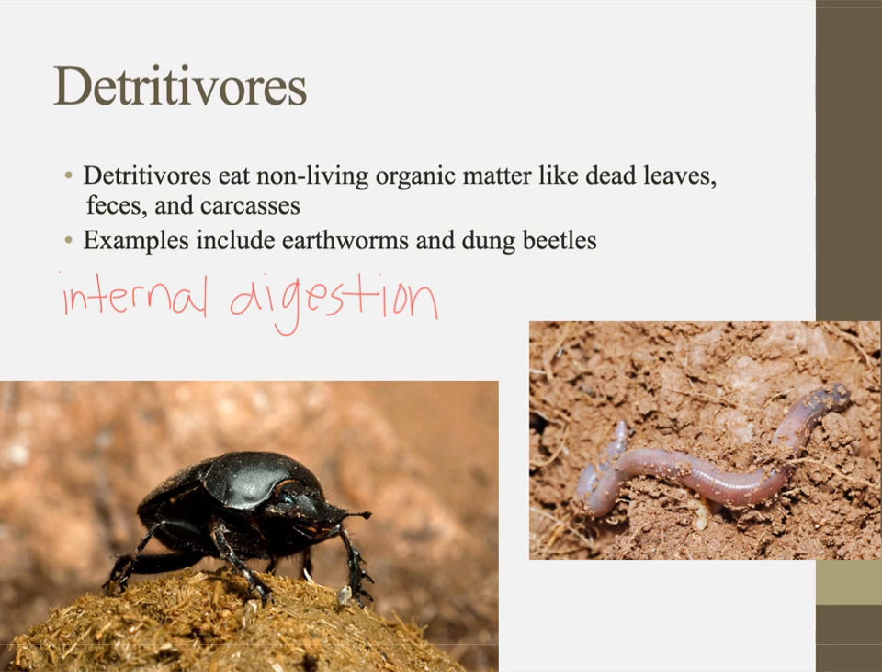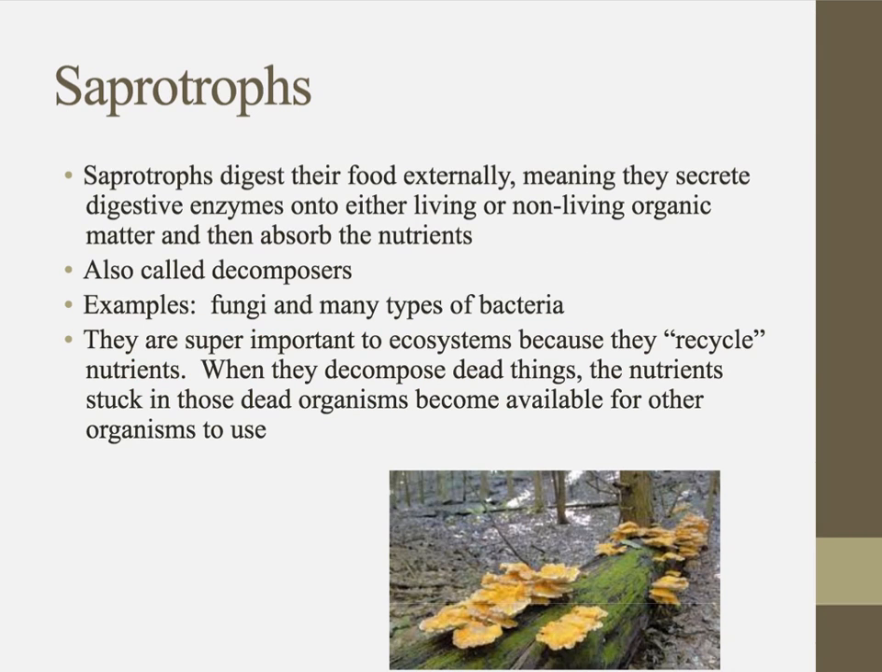And that's very different from the next type of consumer that we have. And those are the saprotrophs. Saprotrophs kind of do the same thing as detritivores. They're still eating non-living organic matter. Again, dead plants, dead bodies, feces, etc. But instead of internally digesting it, instead of eating it and breaking those molecules down internally, they digest their food externally, so on the outside of their bodies.